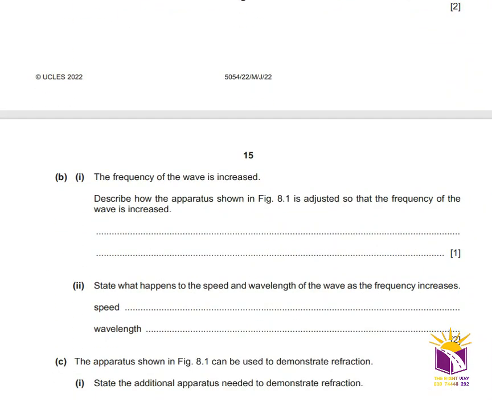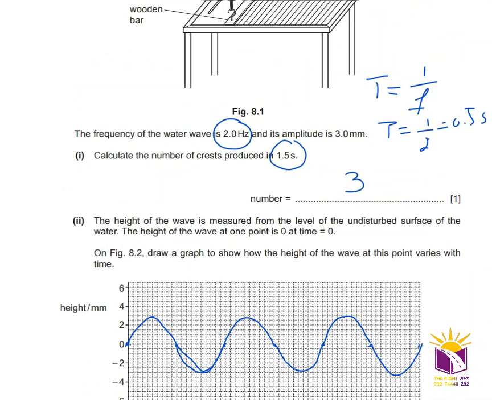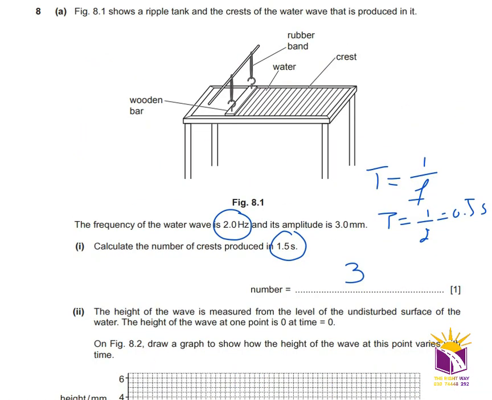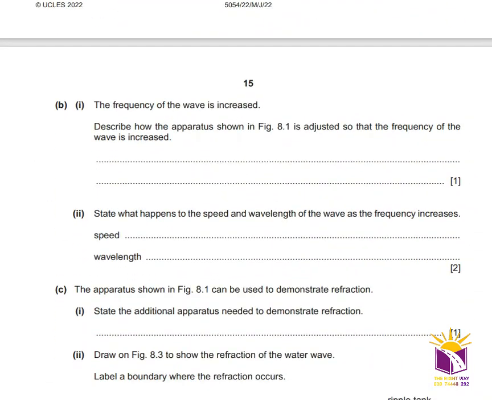The frequency of the wave is increased. Describe how the apparatus shown in figure 8.1 is adjusted so the frequency of the wave is increased. The frequency is generated by the rubber bands or the movement of the wooden bar. So you can write it as more frequent movement of the wooden bar. More frequent movement of the wooden bar.